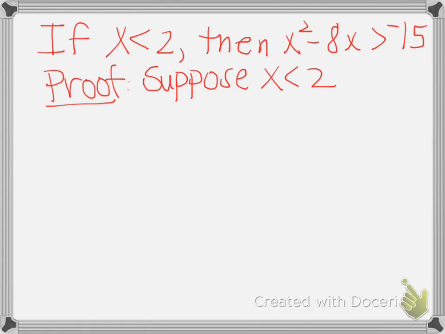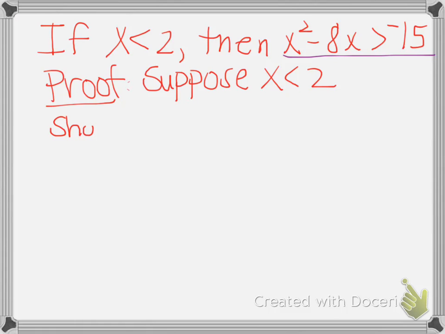Now, as of now, that's all you're given. You can only suppose your if. You can never use your then part in your proof directly. Okay? You can never just use that part directly, because then what would you be trying to prove? So keep in mind, you can never use that then part in your proof.